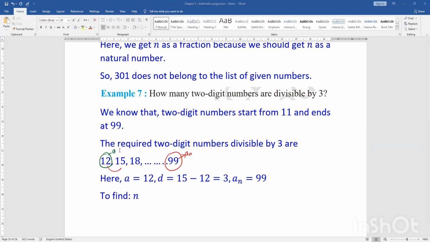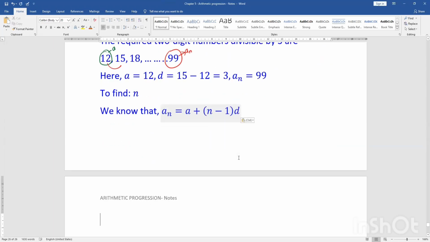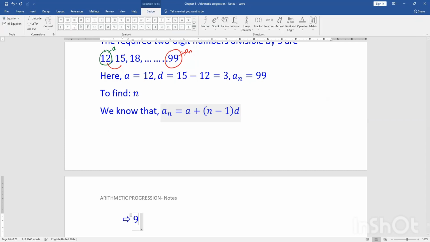For this, let us write down the formula. We know that AN equals A plus N minus 1 into D. Then what is the value of AN? The AN value is 99. So 99 equals the A value. What is the A value, children? First term, it is 12 plus N minus 1, I don't know my value of N, into D value. D value is 3.